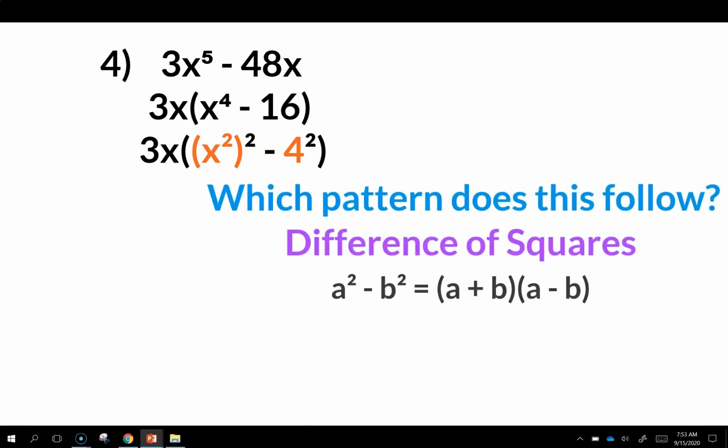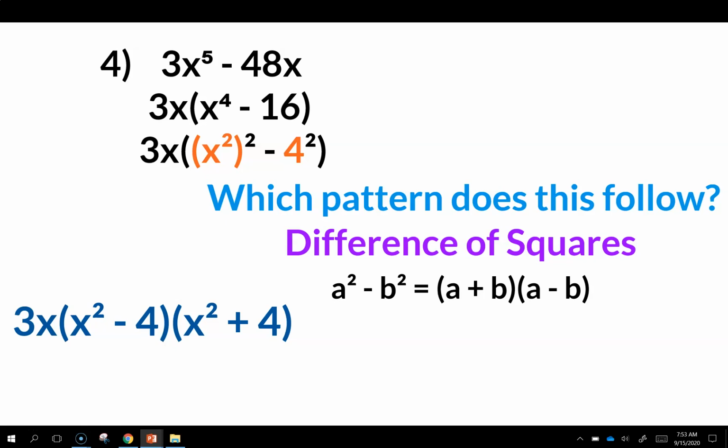So this is following difference of squares. My 3x as my coefficient is going to stay out front. Then we're going to have a plus b and a minus b. So we're going to have x squared plus 4 and x squared minus 4. Still have the 3x on the outside.